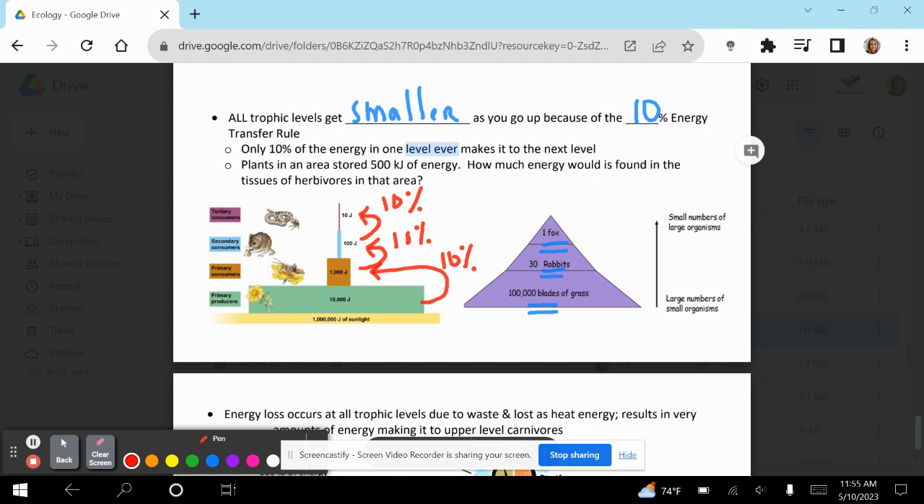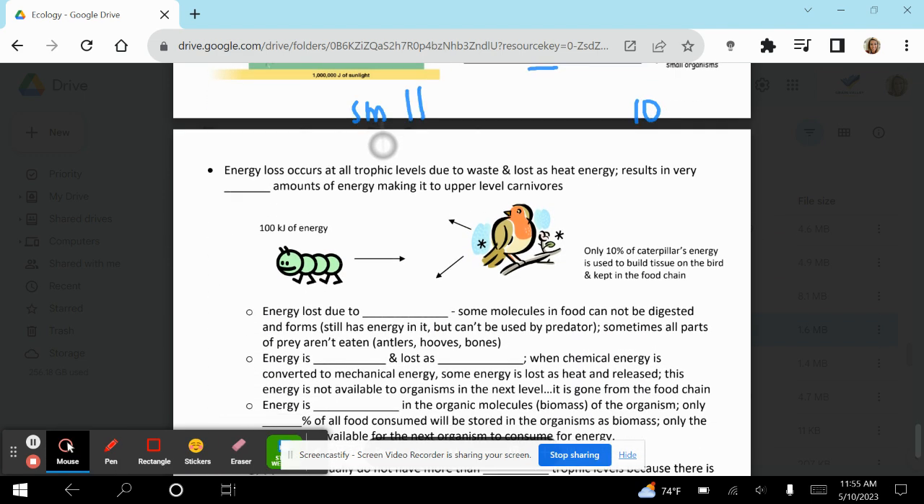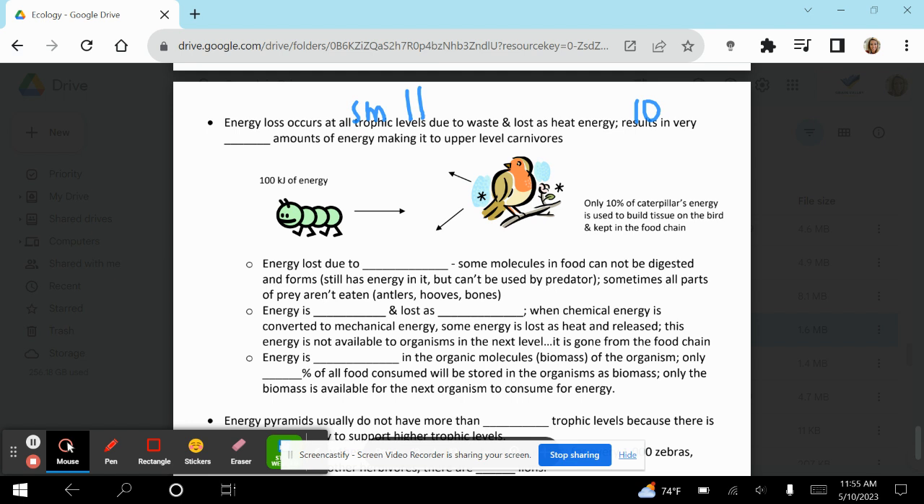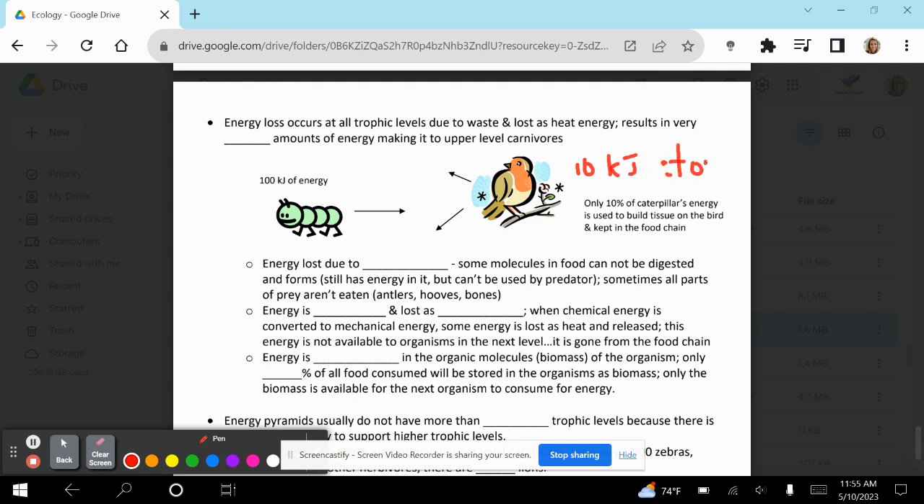Now, if 10% of your energy gets stored, what happens to your other 90%? So let's demonstrate this with the caterpillar and the bird. The caterpillar is going to be eaten by the bird. If that caterpillar has 100 kilojoules, only about 10 kilojoules of energy are actually going to be stored and stay in the food chain. Because if a predator eats the bird, it would get those 10 kilojoules of stored energy.